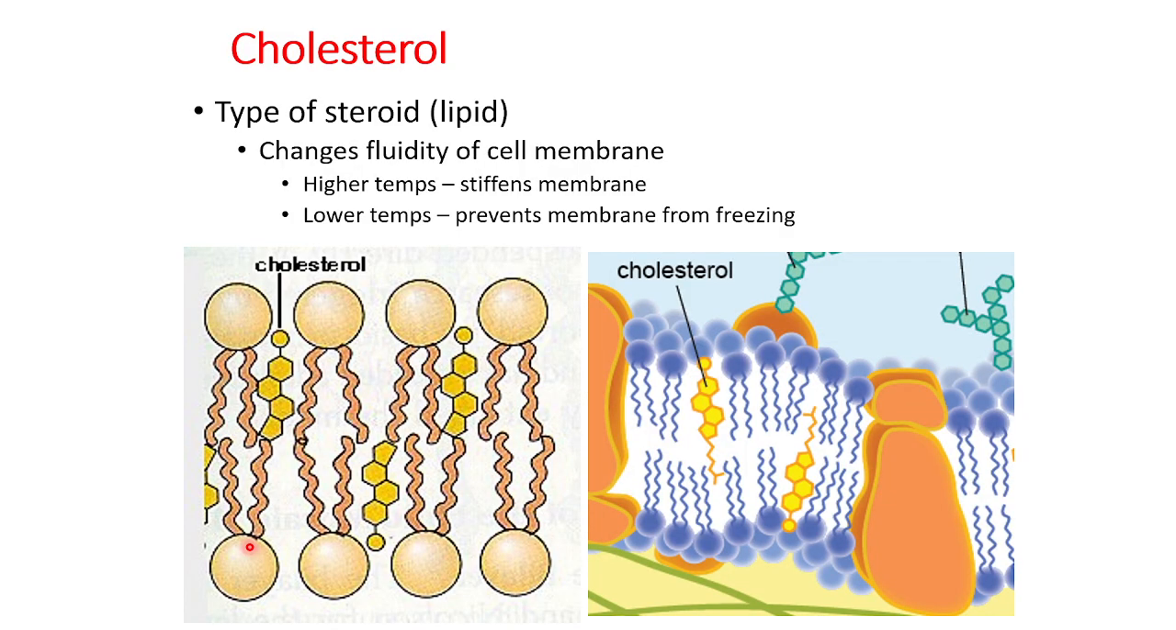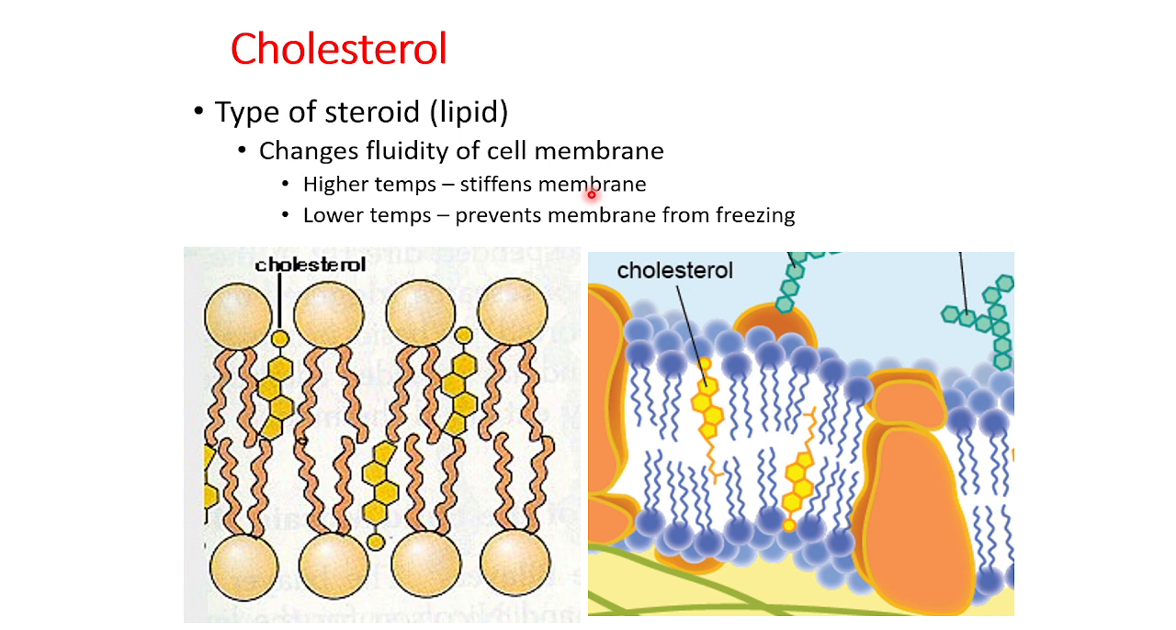Now there are some other molecules which fall in the category of sterols, which is your cholesterol. So these are a type of steroids or lipids. So what is the role of this cholesterol? It basically changes the fluidity of the cellular membranes. Like higher temperature stiffens the membrane, and lower temperature prevents the membrane from freezing.